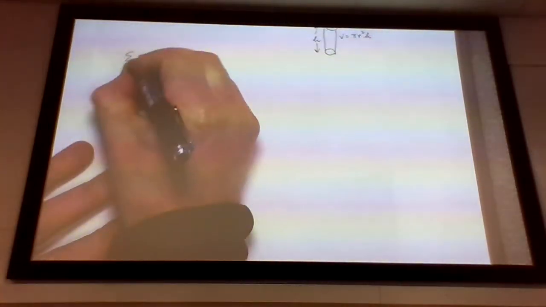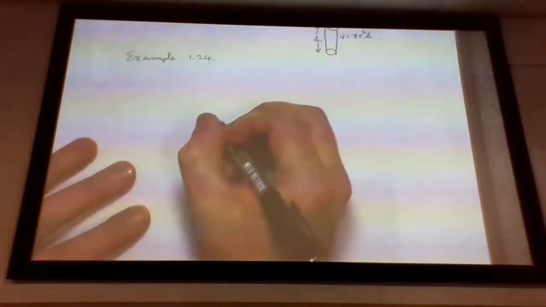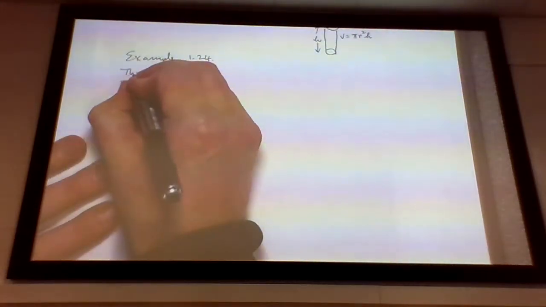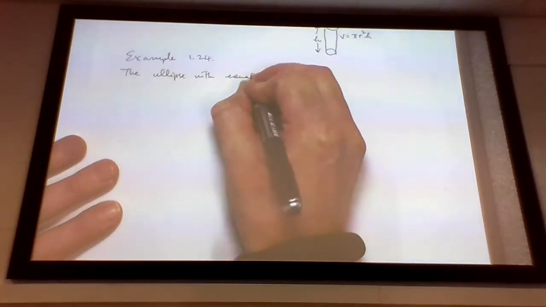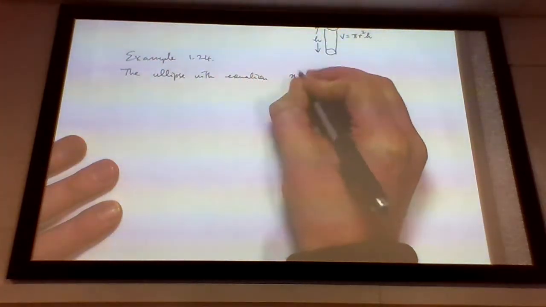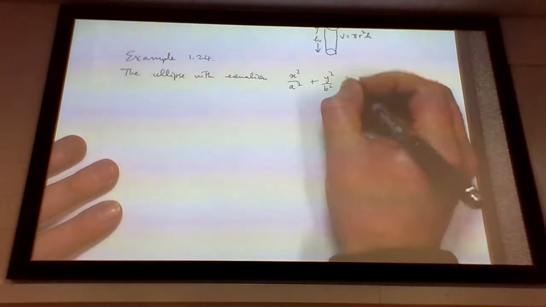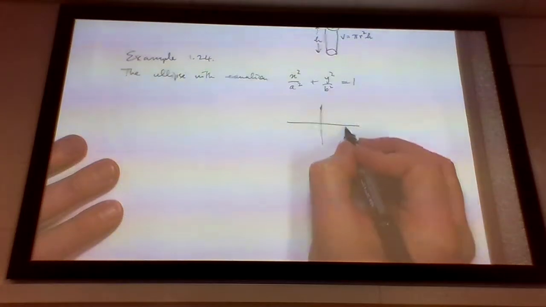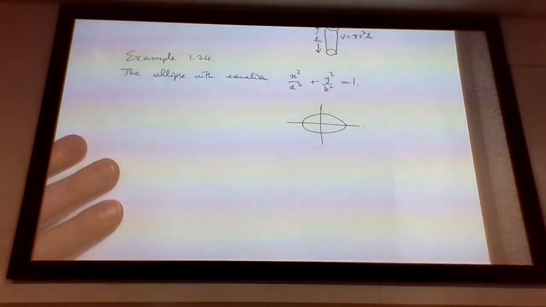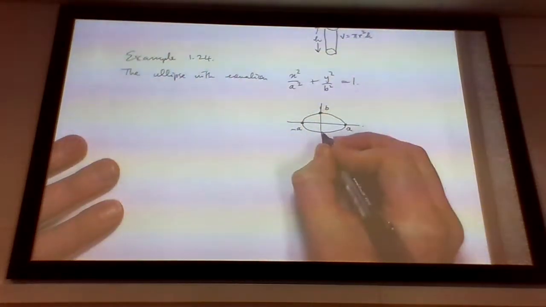Example 1.24. So, yeah, the ellipse with equation x squared over a squared plus y squared over b squared equals 1. So this is an ellipse. To draw it in the plane, it's this kind of a thing here, where it puts the x-axis at a and minus a, and puts the y-axis at b and minus b.